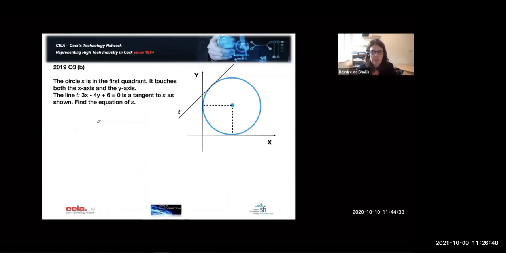So part B now of that question. The circle S is in the first quadrant. So in the first quadrant, that's an important piece of information. There was no word misplaced in these exam questions. Everything is going to have some information attached to it.